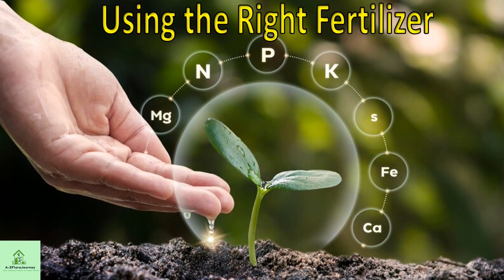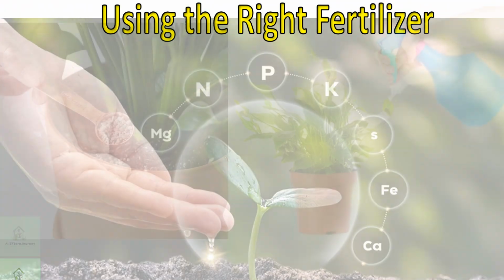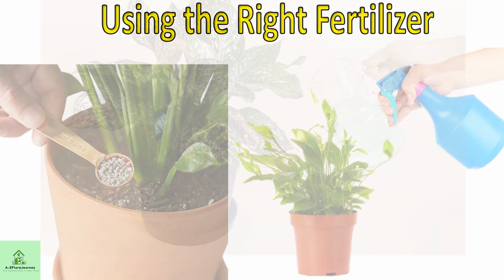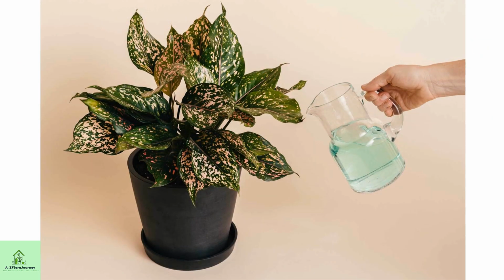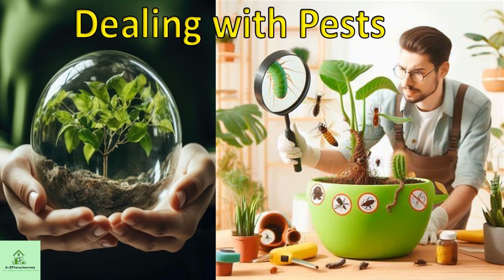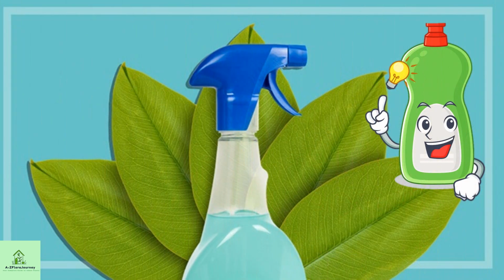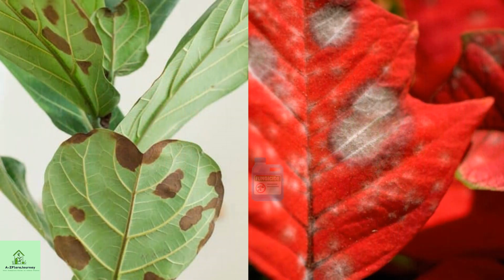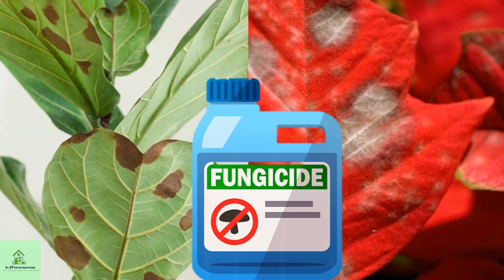3. Using the right fertilizer. Liquid or granular fertilizers can address nutrient deficiencies. Fertilize every 2 to 4 weeks during the growing season. 4. Dealing with pests. Use a solution of water and mild soap, 1 teaspoon of liquid soap per liter of water, to deter pests. For fungal diseases, apply an appropriate fungicide.